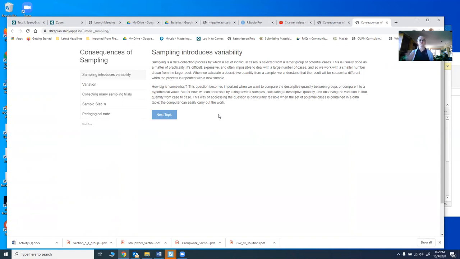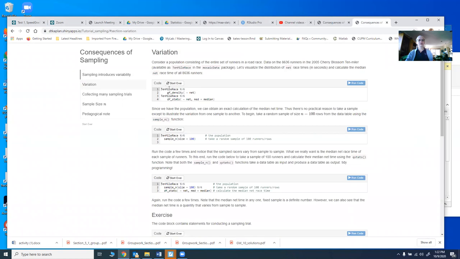But for now, let's address just taking several samples, calculating the descriptive quantities, and observing the variation in that quantity from case to case. The way of addressing the question is particularly feasible with a set of potential cases contained in a data table that a computer can easily carry out the work. So we're going to let computers do this for us.